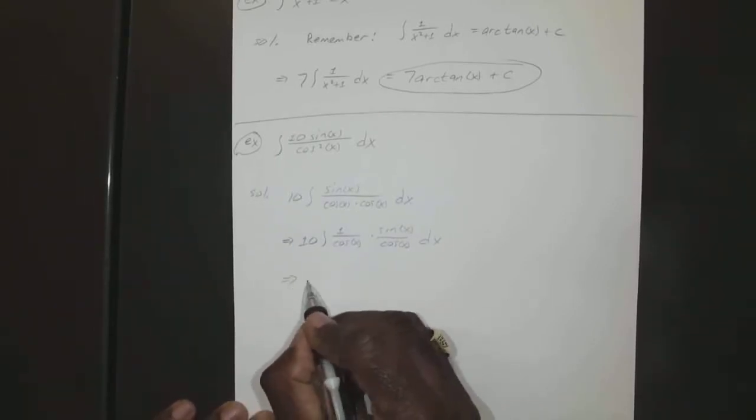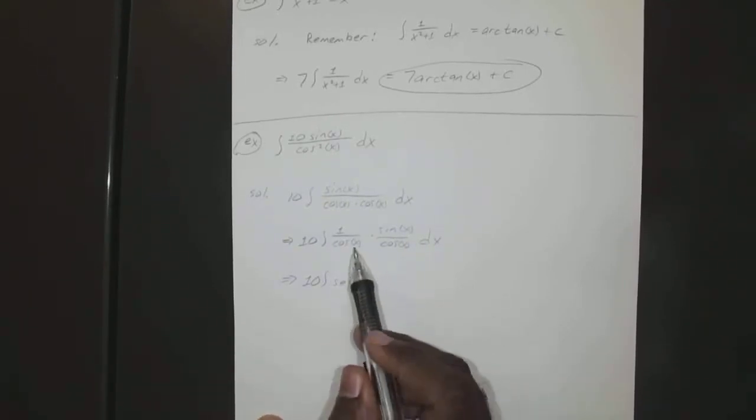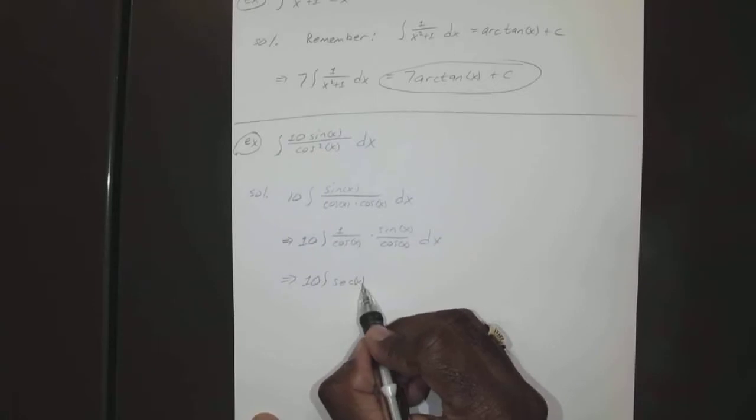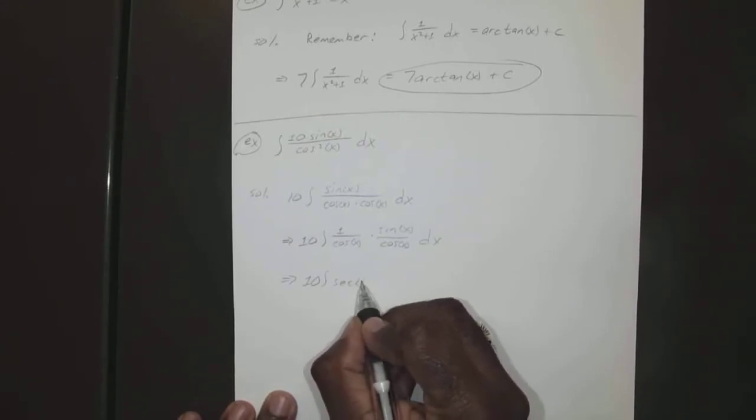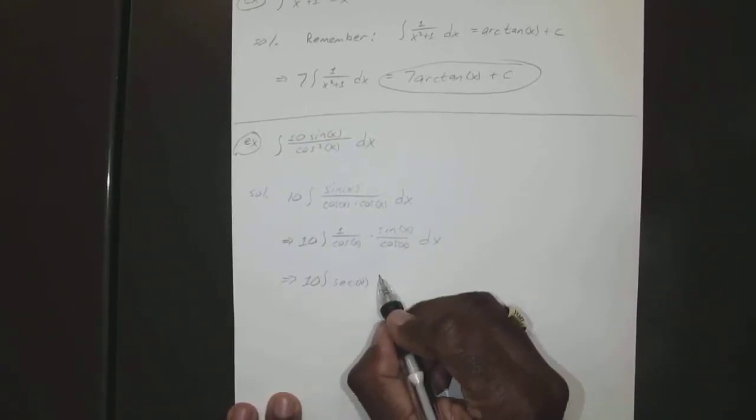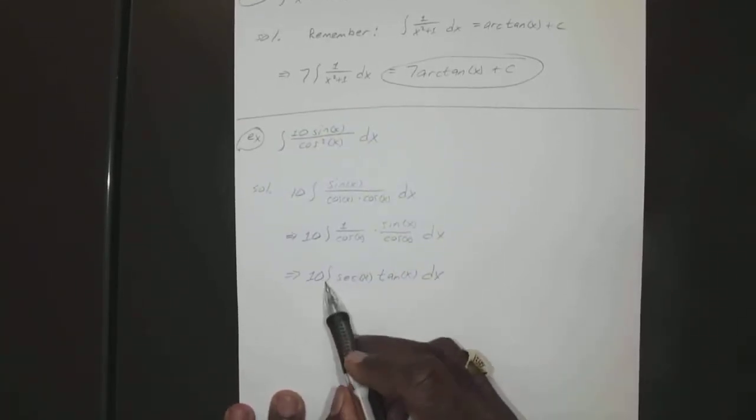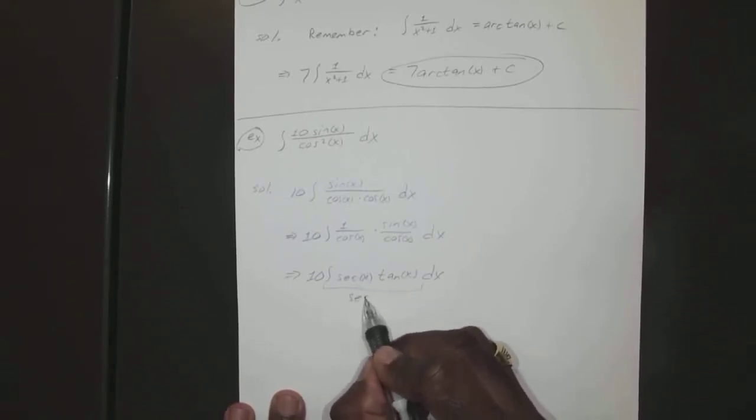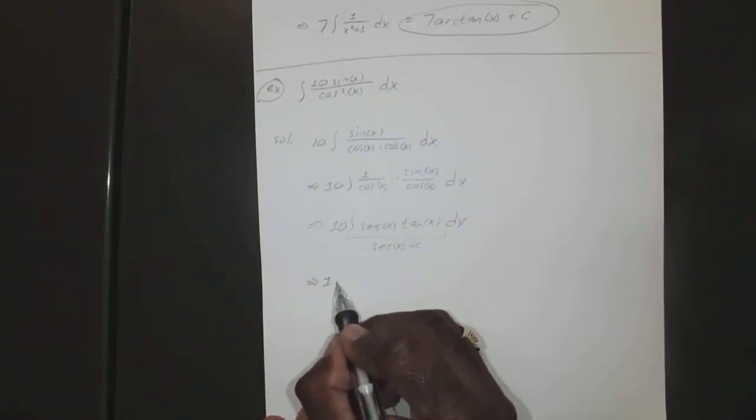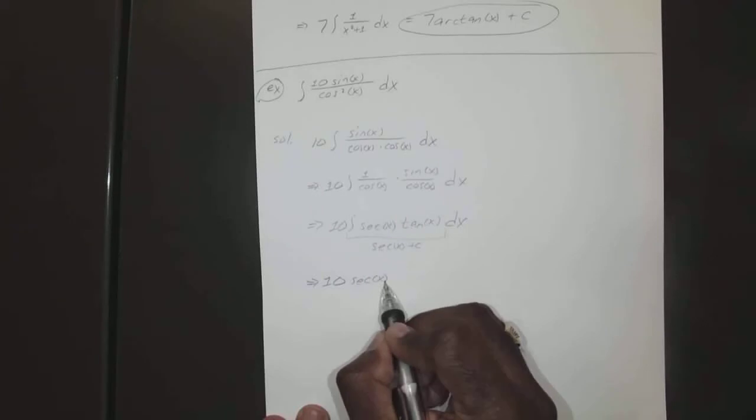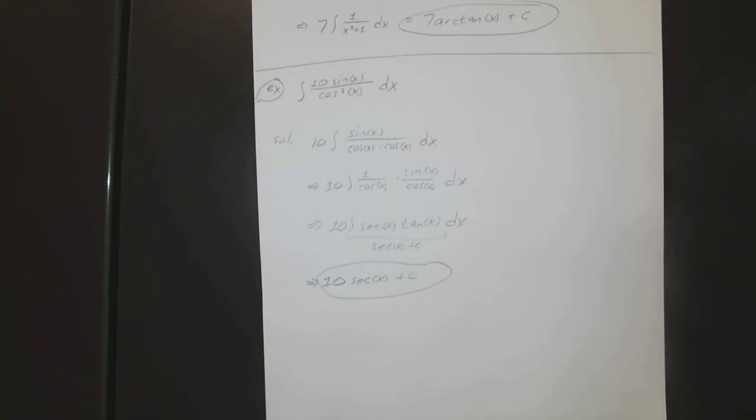Okay, so you have 10 times the integral. Remember, secant is 1 over cosine. Clean that up just a bit. And sine over cosine is tangent with respect to x. Okay, so remember, this integral is secant of x plus c. So you have 10 times secant of x plus c. So sometimes you have to manipulate it a little bit.